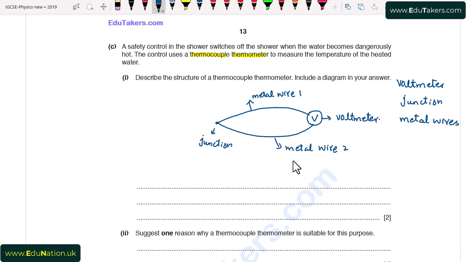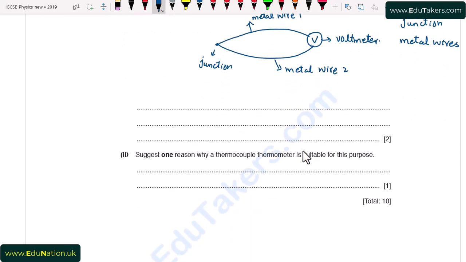Now you also have to explain this in words. So I write here, two different metal wires joined at one end and fix the voltmeter between the free ends.